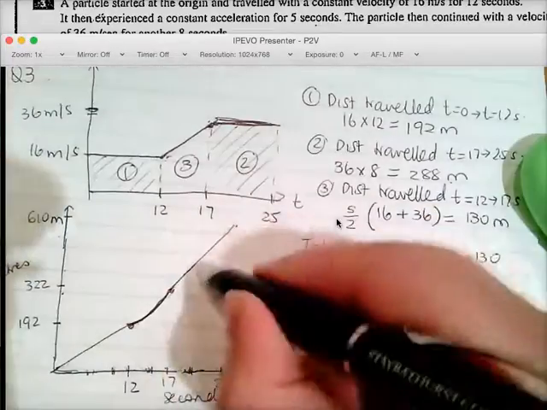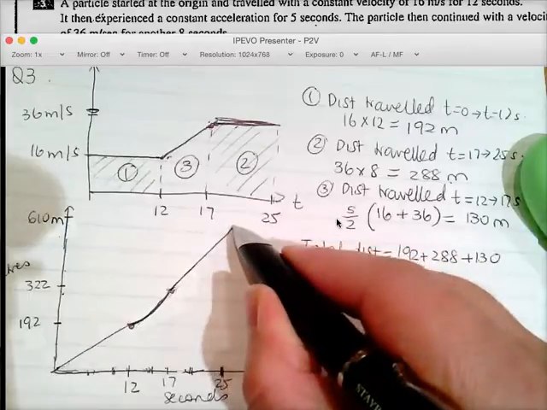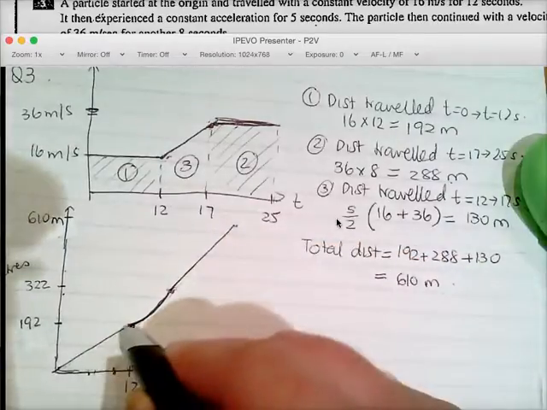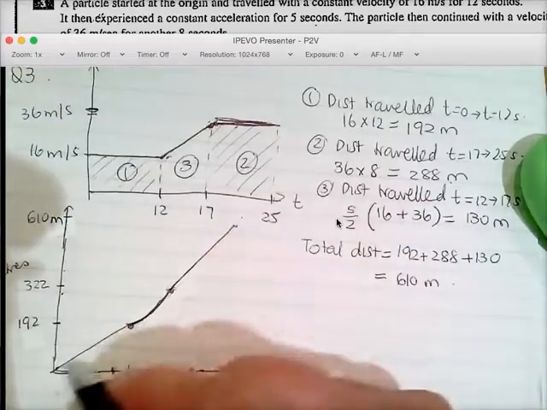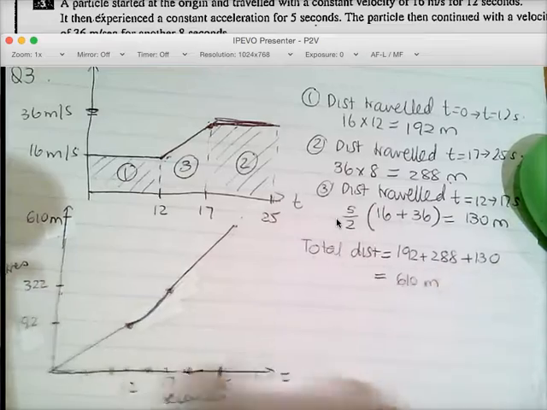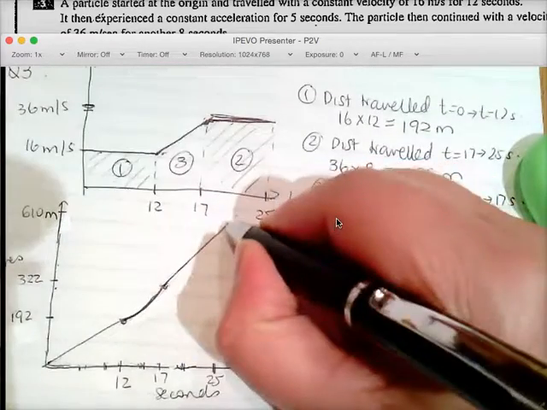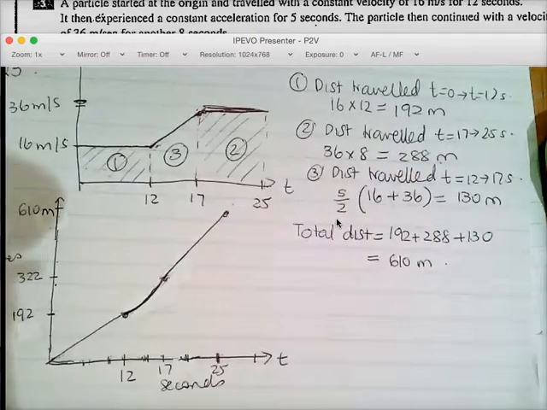Okay, now this is travelling here at 36 meters per second. This was only 16 meters per second. Of course, the gradient of this is going to be steeper than that. So you just have to make sure of things like that. But if the scale is drawn correctly, it will look like that. Okay, and that's therefore your distance time graph.